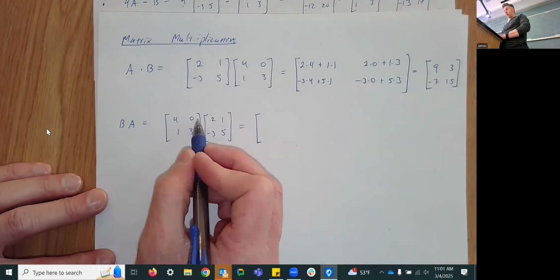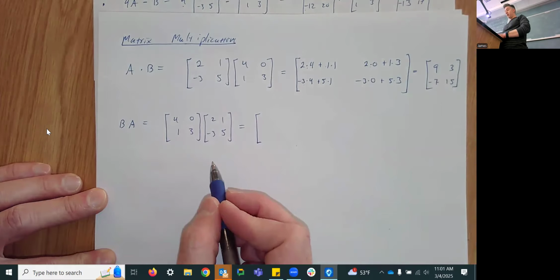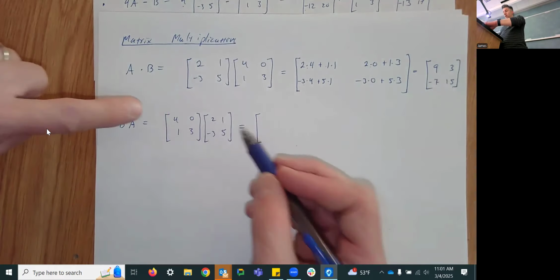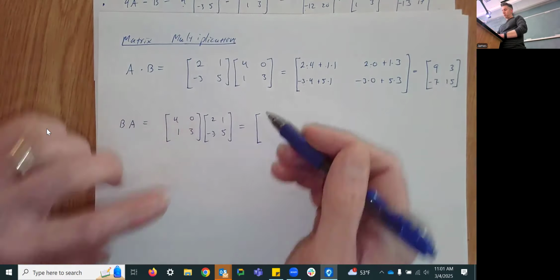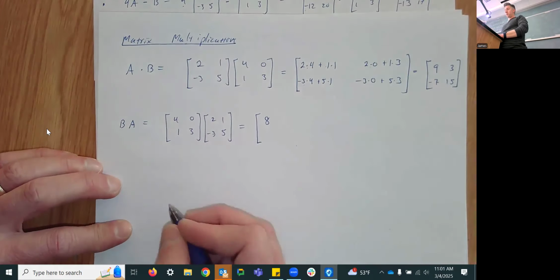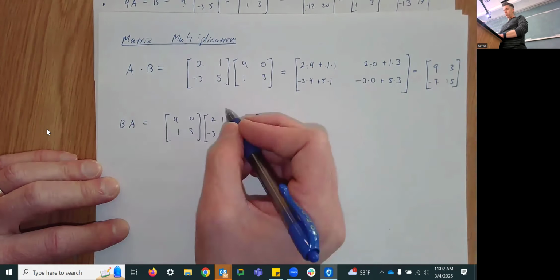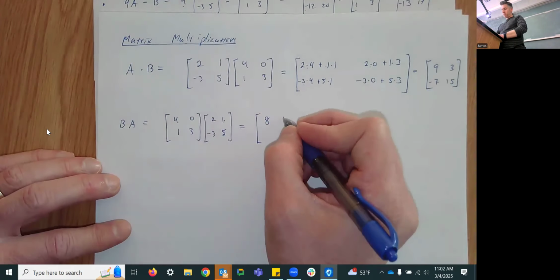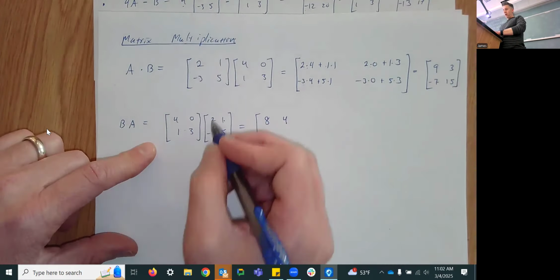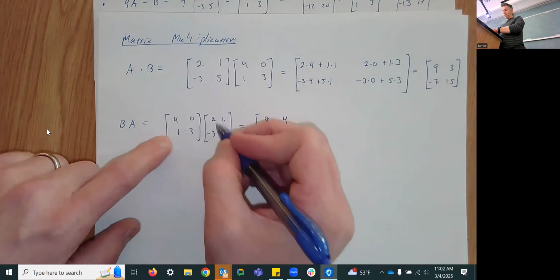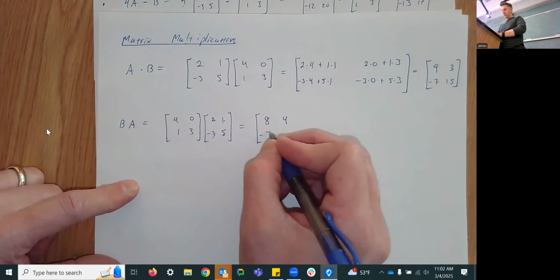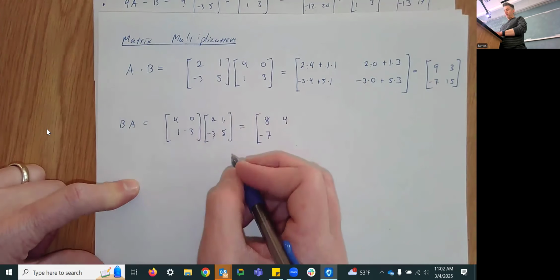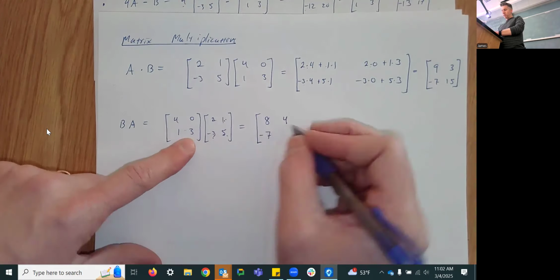So [4, 0] dotted with [2, negative 3] is going to be, I like to point at things here, 8 plus 0. [4, 0] dotted with [1, 5] is going to be 4 plus 0. [1, 3] dotted with [2, negative 3] is going to be 2 plus negative 9, which is negative 7. And [1, 3] dotted with [1, 5] is going to be 1 plus 15, which is 16.